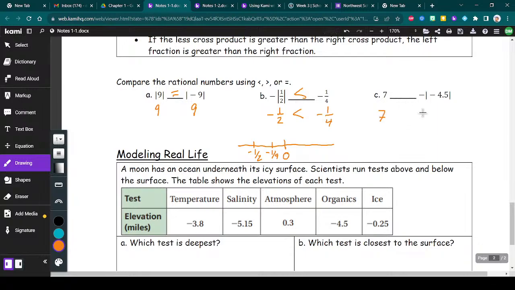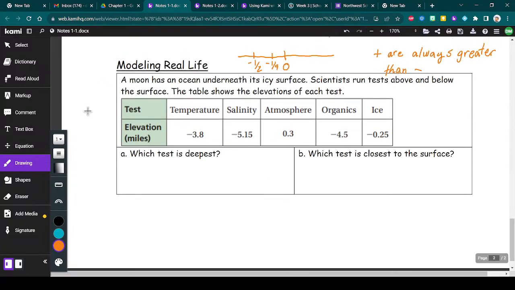Over here we have 7, and here we have the opposite of the absolute value of negative 4.5. The absolute value of negative 4.5 is 4.5. The opposite of that is negative 4.5. And just as a quick comment, positives are always greater than negatives. So 7 is greater than negative 4.5. So 7 is greater than the opposite of the absolute value of negative 4.5.